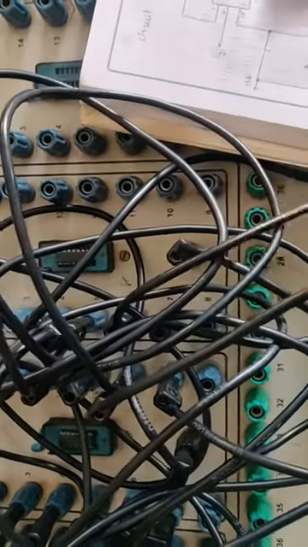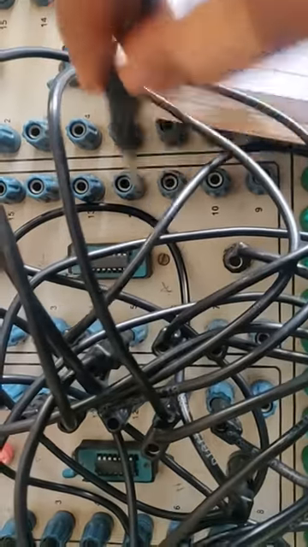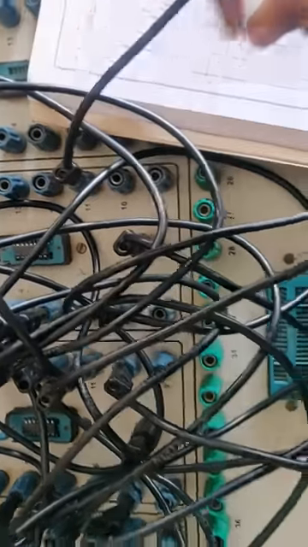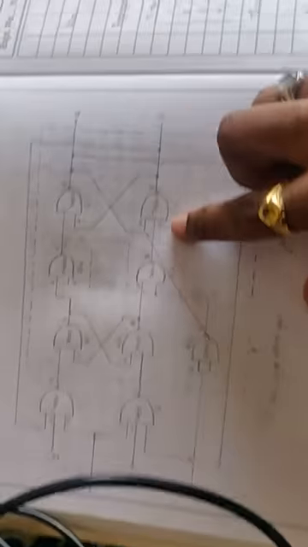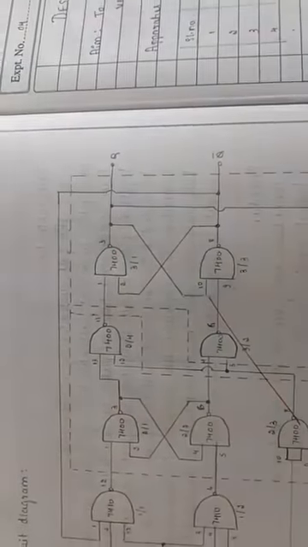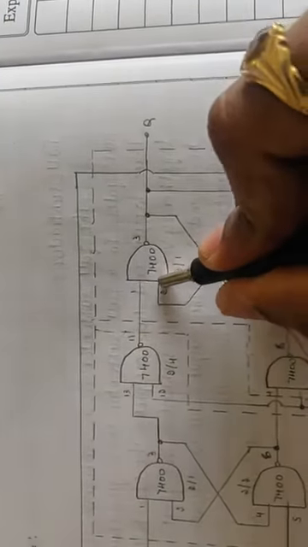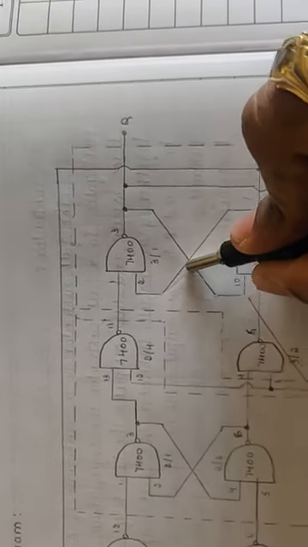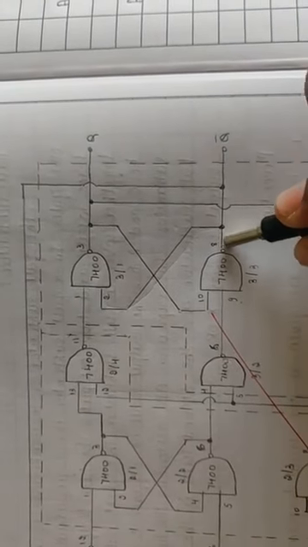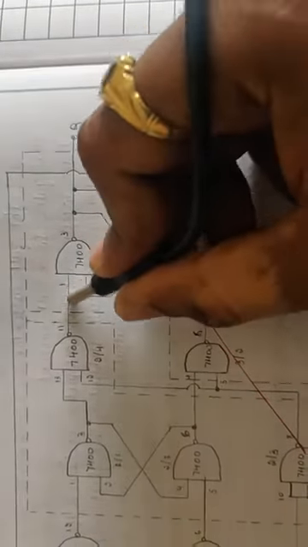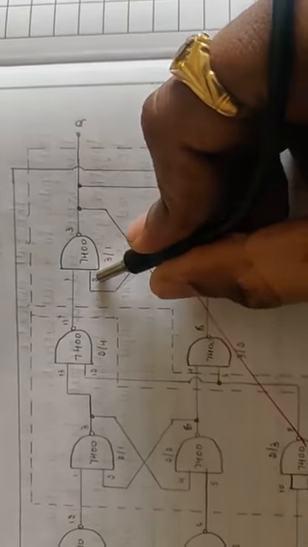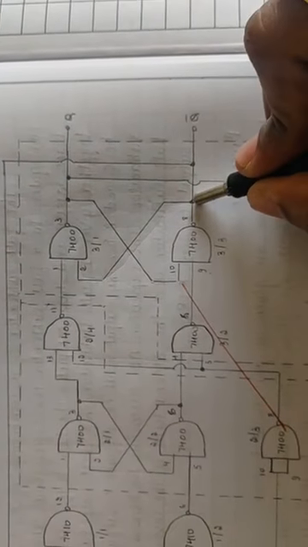Six, 7, 8, 9. Okay, 6 of third slot, 9 of second slot. Then take a wire. So take a wire. 2 of third slot should be connected to 8 of third slot itself. These two belong to third, right? 2 of third slot to 8 of third slot.